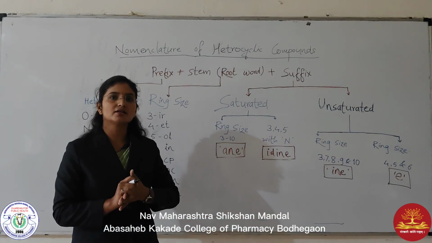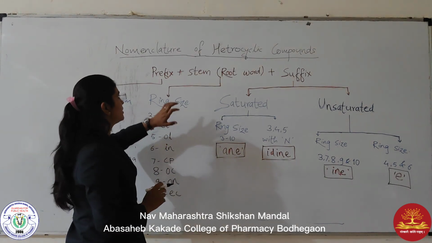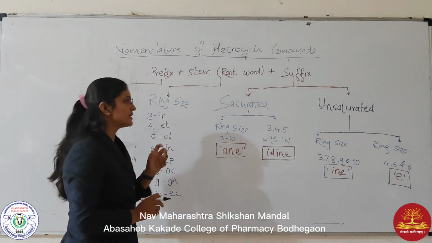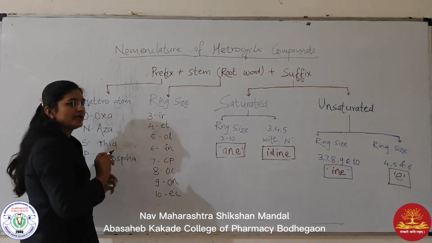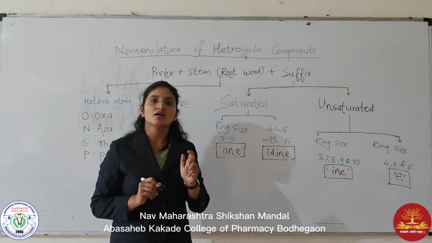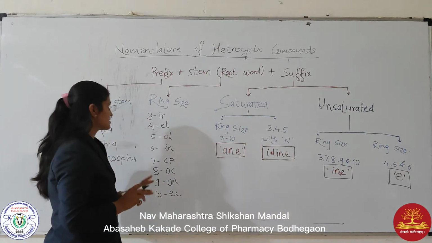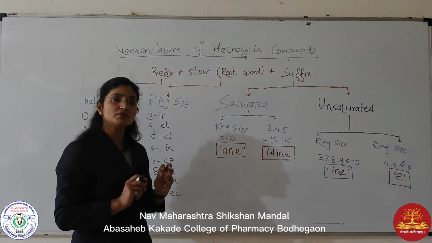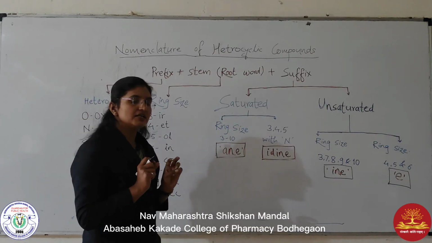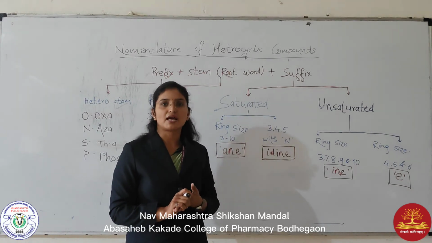I will repeat the content. Listen carefully. Heterocyclic nomenclature totally depends on the prefix, stem and suffix. The prefix depends on the heteroatom only, meaning which type of heteroatom is present in your ring: either oxygen, nitrogen or sulfur. If your ring contains nitrogen as a heteroatom, then the prefix must be aza. If your ring contains sulfur as a heteroatom, then the prefix must be thia.